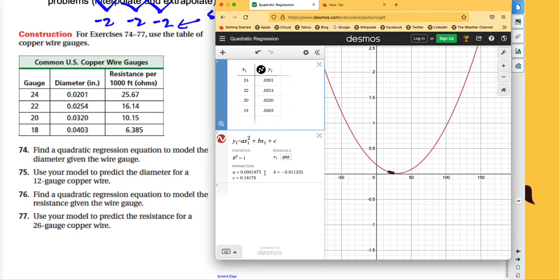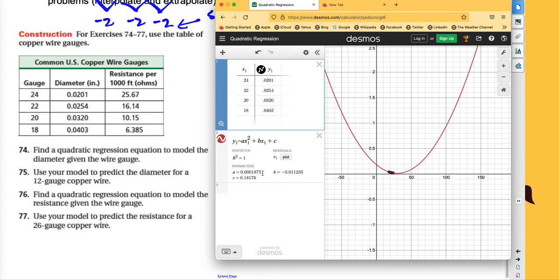Okay, but the equation that we would write down is, oh my God, they're so small. 0.000, is that 3 zeros? Okay, 0.0001875x squared minus 0.011235x plus 0.18176.